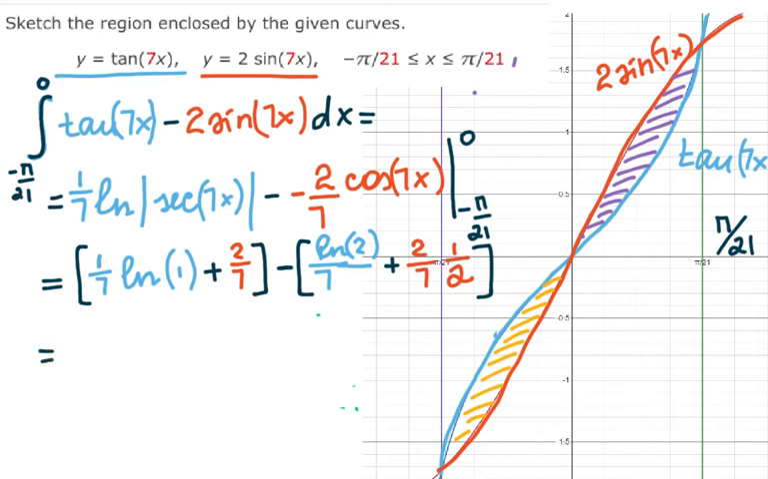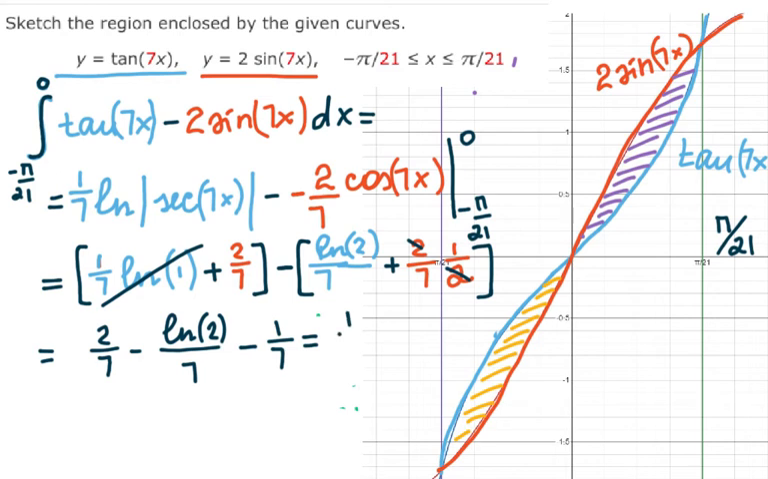Now let's calculate the final answer. So this part is 0, so I have 2 over 7 minus natural logarithm of 2 over 7 minus, if I cancel a 2 and a 2, 1/7. So the yellow area is going to be equal to 1/7 minus natural logarithm of 2 over 7. So here is my yellow area. So I'm going to call it area 1 is equal to 1 over 7 minus natural logarithm of 2 over 7.